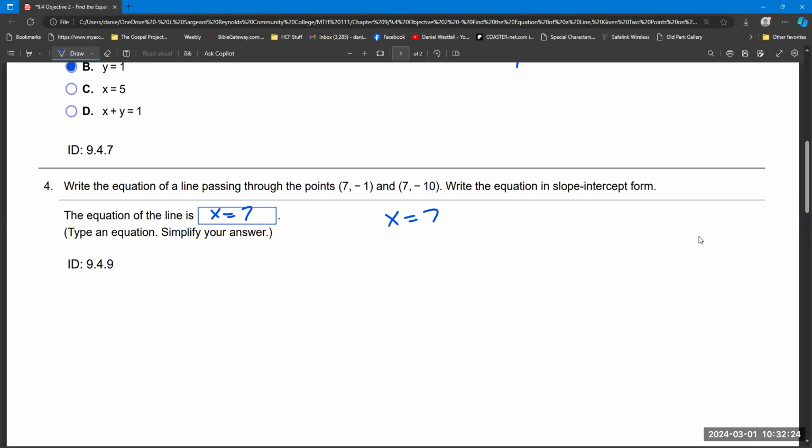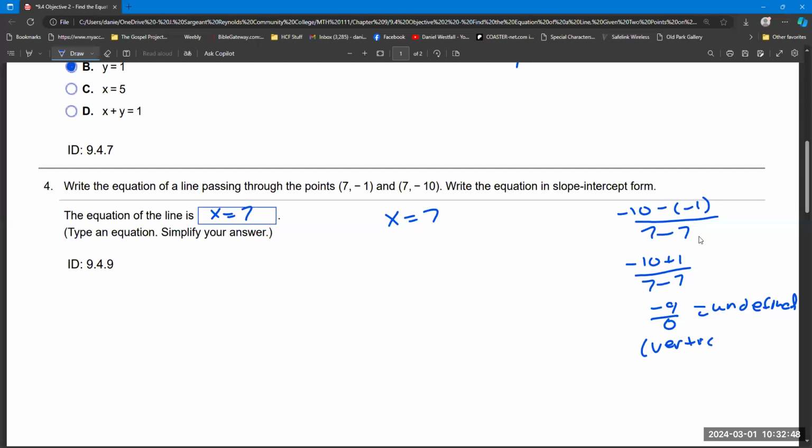We would see that the slope is undefined if we tried to take negative 10 minus negative 1 over 7 minus 7, and we get negative 10 plus 1 over 7 minus 7 is negative 9 over 0, and we say, uh-oh, that's undefined. We're trying to divide by 0, and so that means to us that we have a vertical line in the form of x equals a. And we go back to our points to look and see what the constant value of a is, and it's 7. We write our equation as x equals 7.